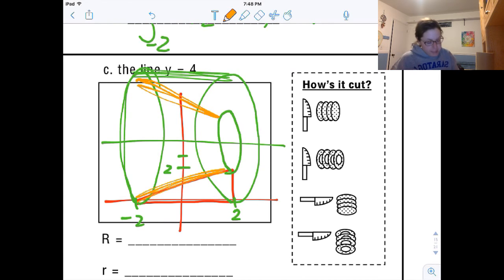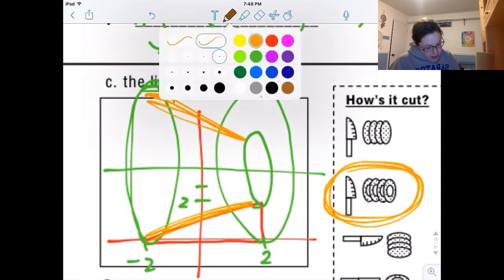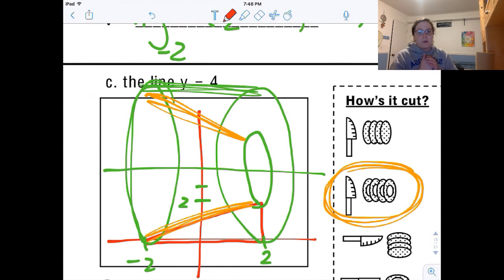So let's think about this. This is washers for sure. It's got a big gap in the middle, and I'm slicing it perpendicular to the x-axis. So it's still this shape, still dx. So let's think about my radii. Let's go outer radius, and then let's go inner radius.